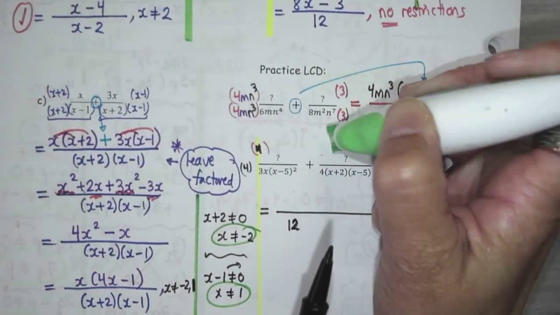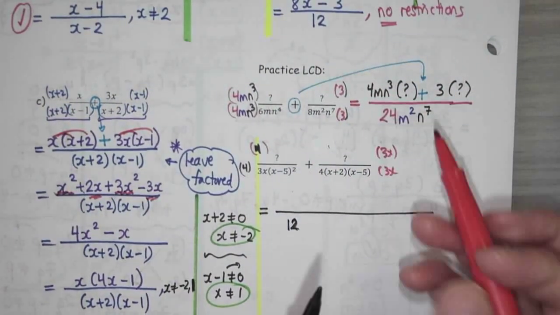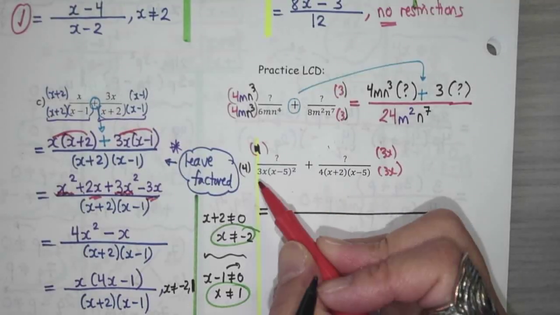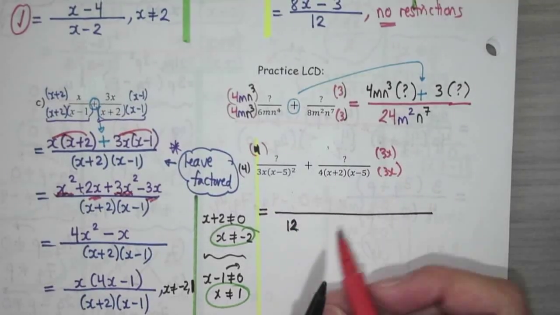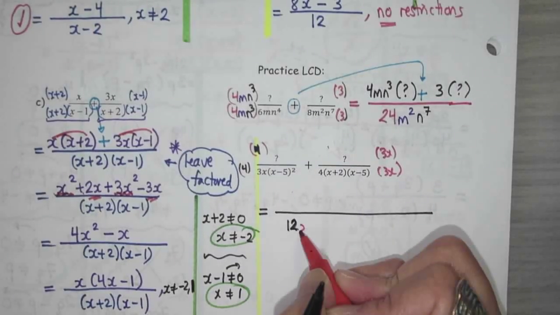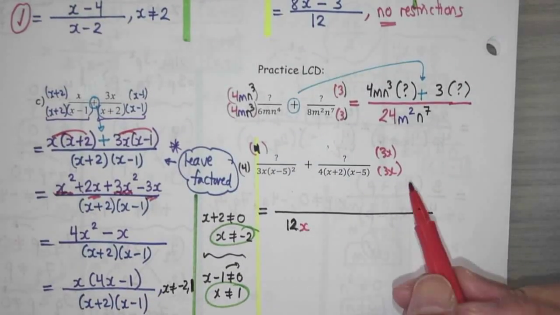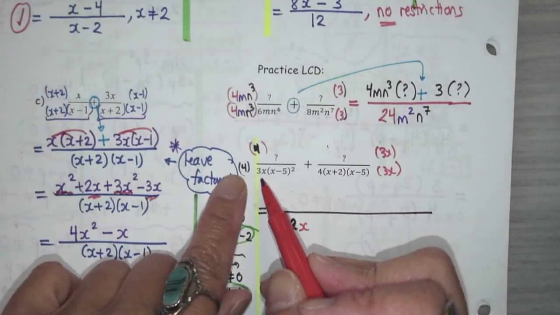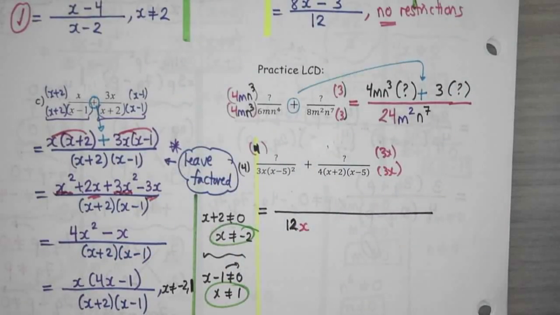Too squishy over here. Okay, so 3x, right? So we want how many x's? This one has 1, this one needs 1, so I know it's going to be on the bottom. I should have a 12x for both of them. Do I have a 12x? 12x, 12x. Good. Okay, so now both the monomials are done.